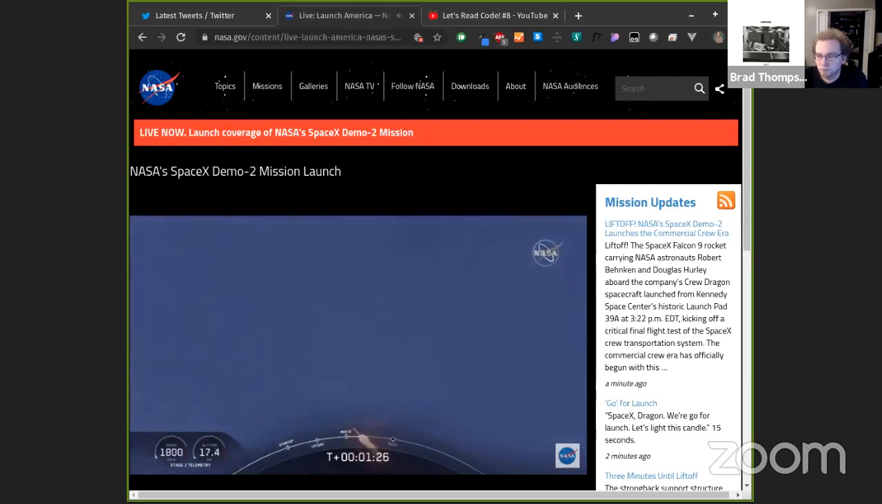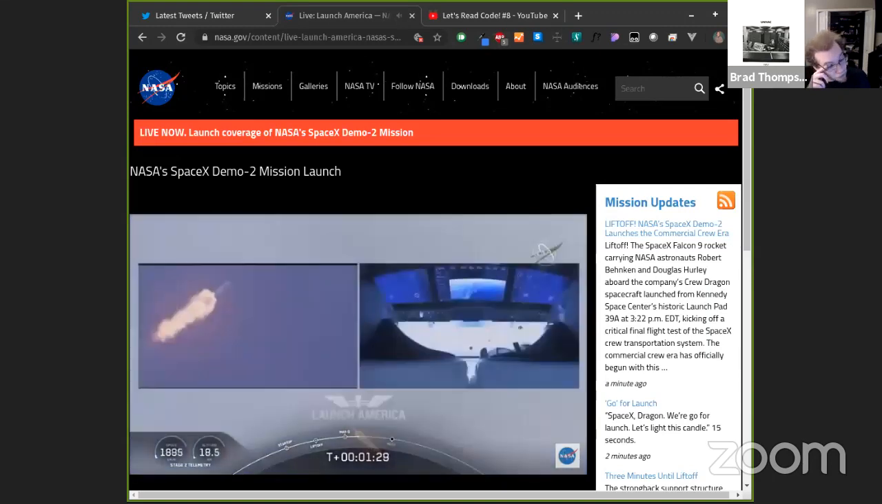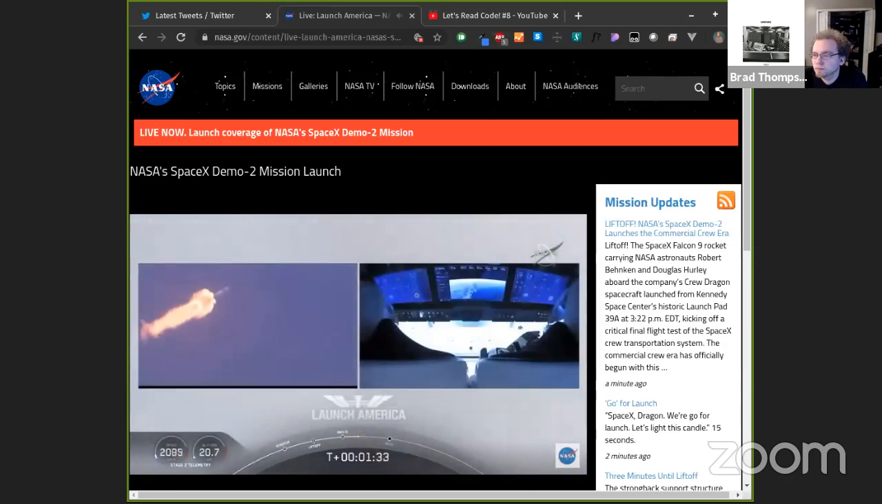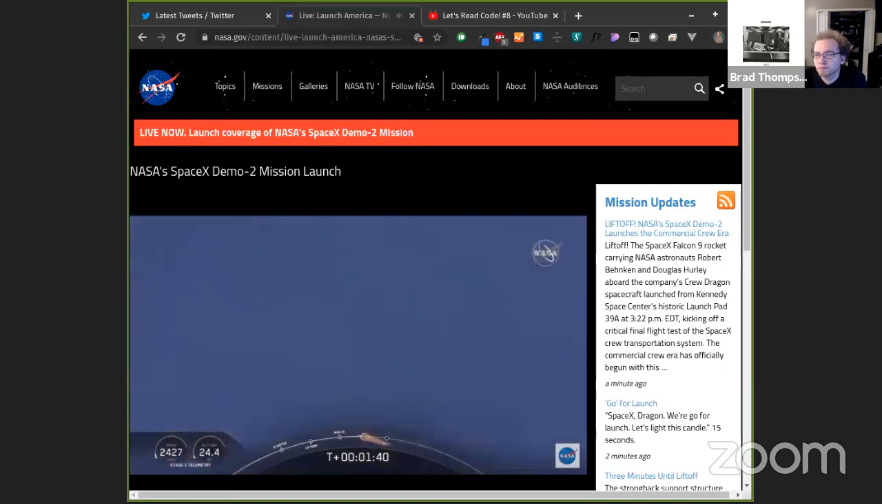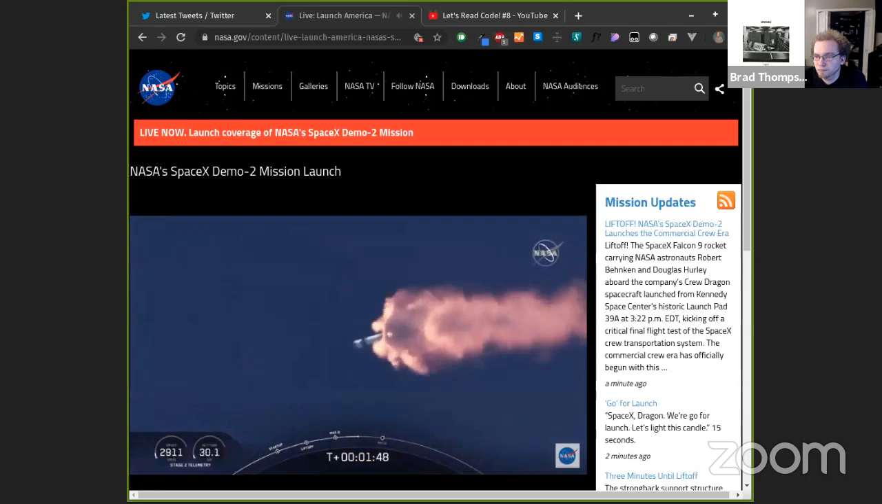So the first stage has done its job. They switch over to the second. At this point, Bob and Doug pulling about 2.3 Gs, 2.3 times the Earth's gravity, already moving at over 1,500 miles per hour. We've heard the call out for MVAC engine chill. That's getting the MVAC engine ready to light. That'll come at about 2:44 into flight. Right now, everything continuing to look good.